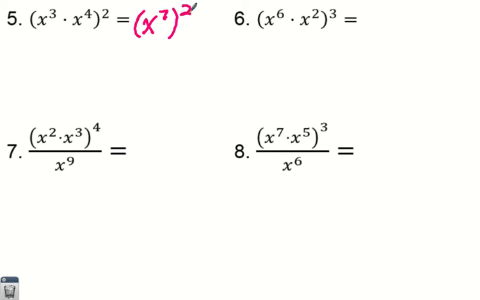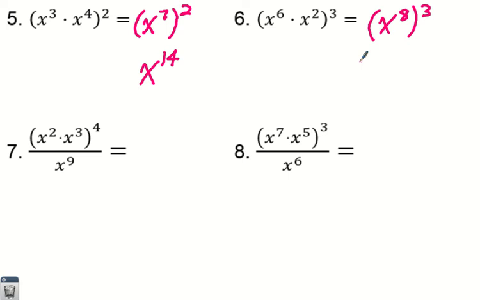And so now we have just strictly a power to a power, and now we multiply the powers. So the final answer after adding the powers to do this and then multiplying the powers to do this part, you get x to the 14th. Number 6, same deal. First thing you want to do is probably do x to the 6th times x to the 2nd by adding the powers to get x to the 8th.